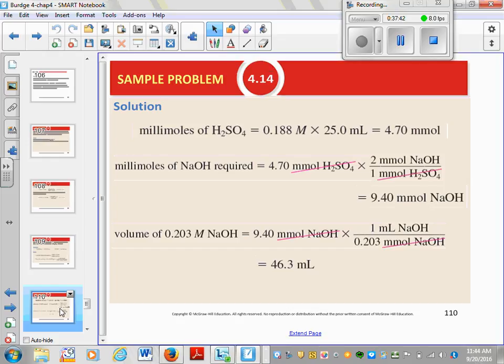You can do it either way. I kind of like this way because I don't have to think too much about millimoles and going back and forth and all around. So let me change things up here a little bit.